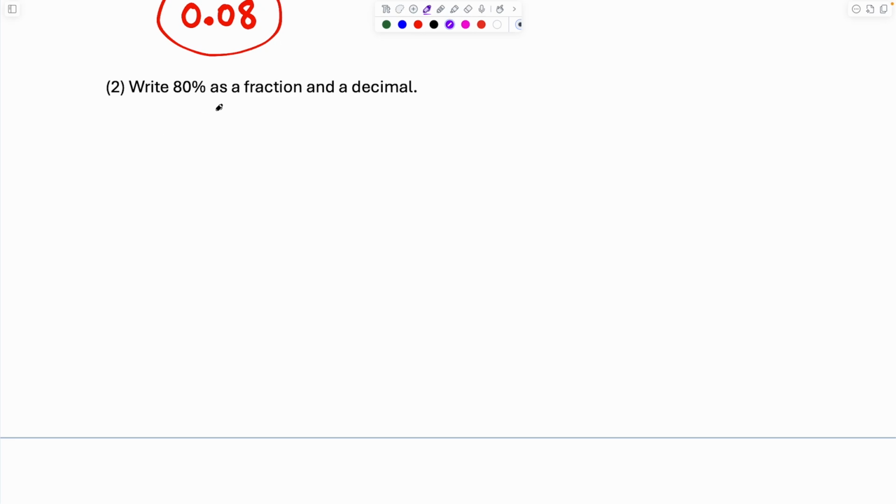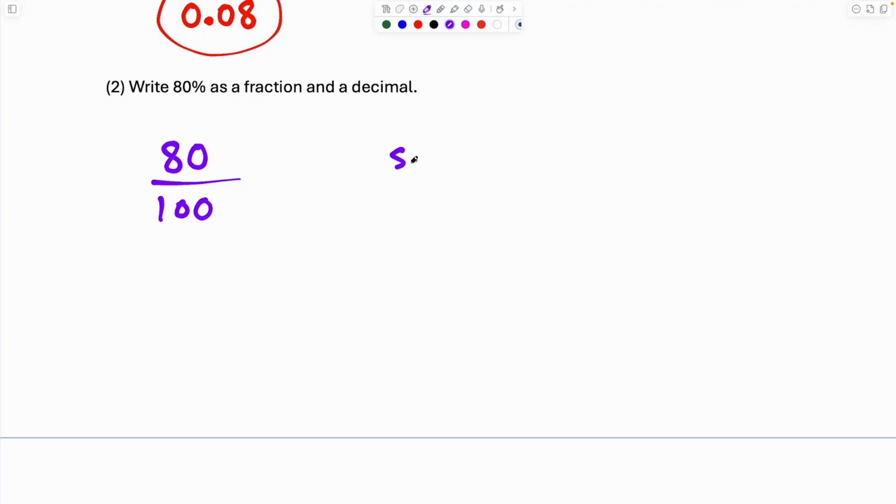Question 2, we're going to write 80% as a fraction and a decimal. For this one, we're going to take 80 and write it over 100. Remember, percent means out of 100, so we have 80 out of 100 like this. So this would be the fraction form here.